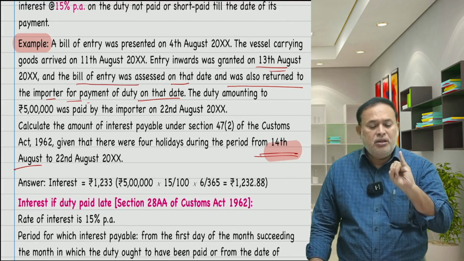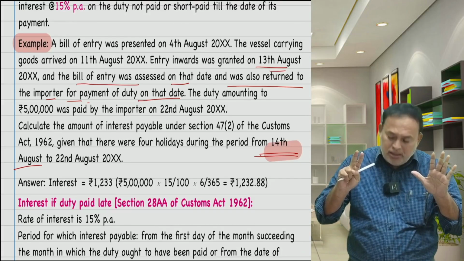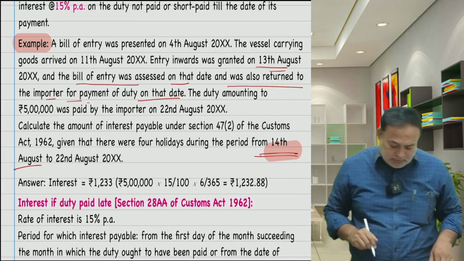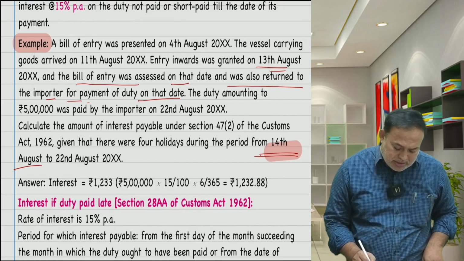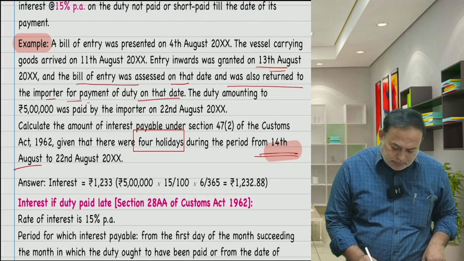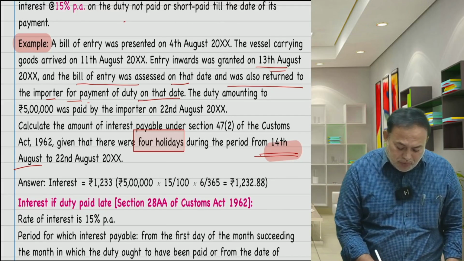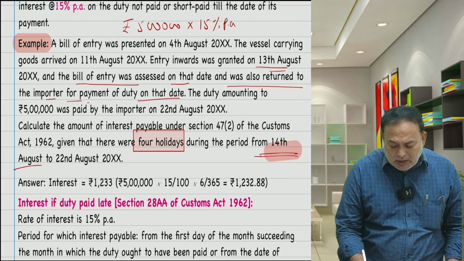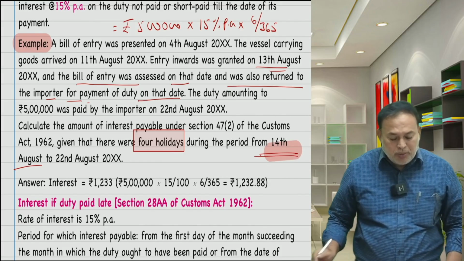13th August, one day. 13, 14, 15, 16, 17, 18, 19, 20, 21, 22. Totally 10 days are here. 10 days minus holidays. How many holidays did they give in the problem? They have given 4 holidays. If so, 10 minus 4, 6. For the 6 days, interest on 5 lakh rupees. Rate of interest 15% per annum under customs, for 6 days divided by 365 days. How much does it come to?